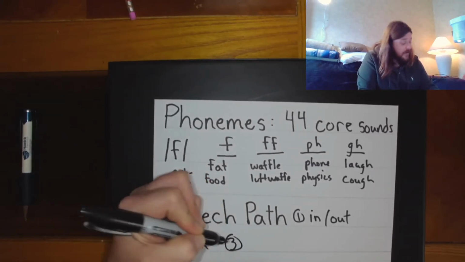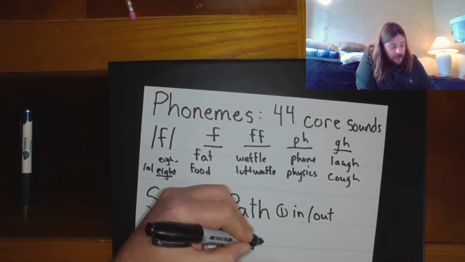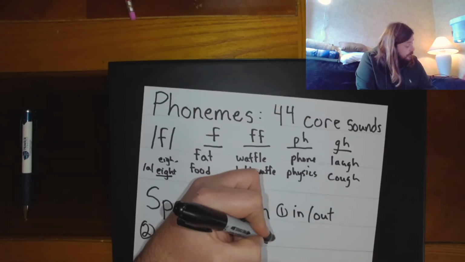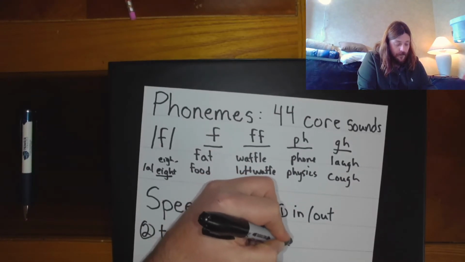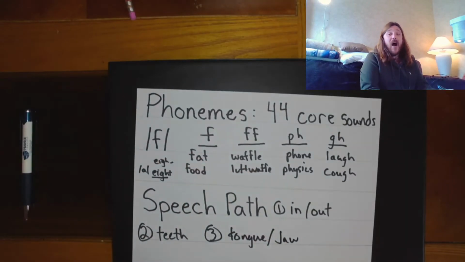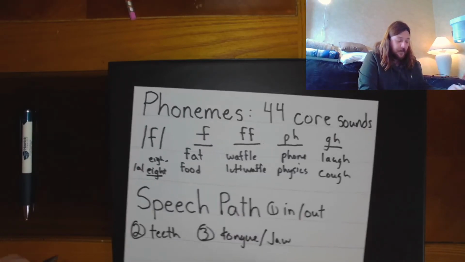Number three, we need to think about our tongue and our jaw. Where is our tongue? Where is our jaw? They're going to move together. Is it tucked in like a drawer? Is it pulled out? Is it open? Is it wide? Is it to the side a little bit? Probably not, but these are things that we have to think about.